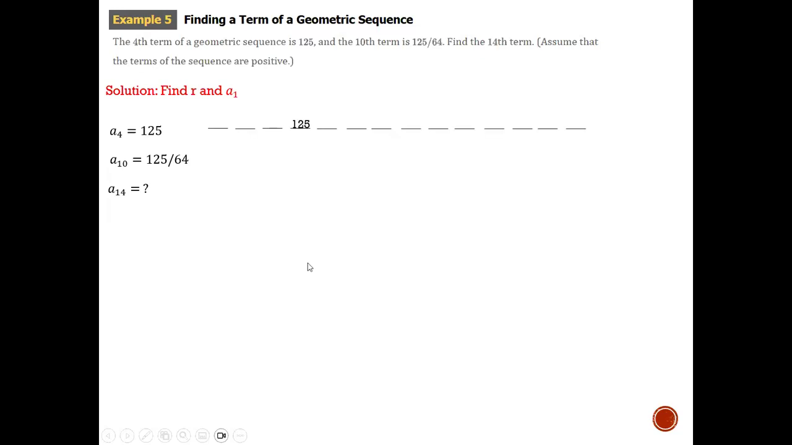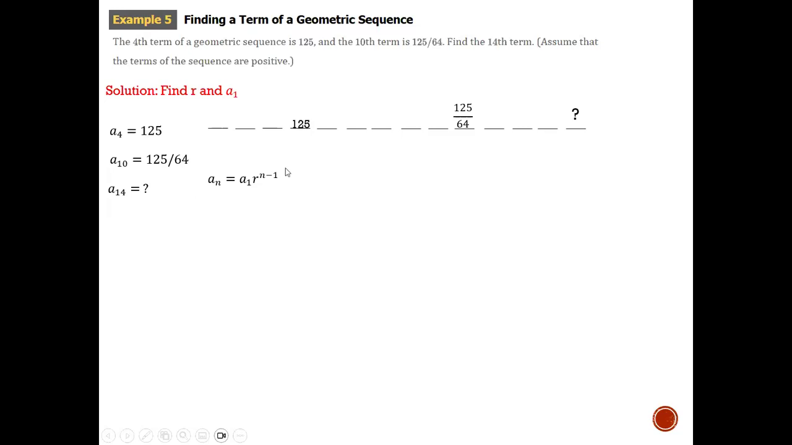So I'm going to list this out like we did before. All the slots represent the terms of the sequence. I know that the 4th term is 125, and I know that the 10th term is 125 over 64. What I'm asking for is that last term. So it's similar to an example we did previously, but the previous example was arithmetic. This one is geometric. We had our techniques for doing this one before when it was arithmetic. So let's look at how we do this one when it's geometric.